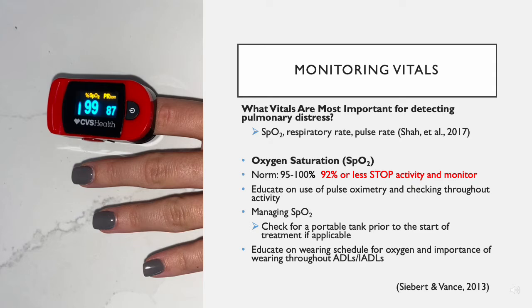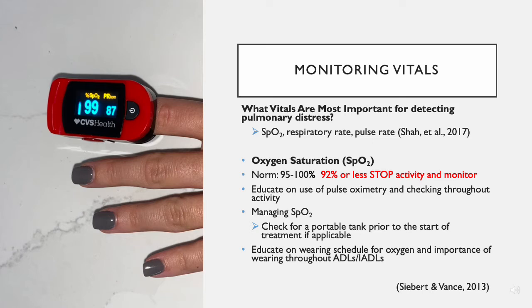Monitoring vitals. According to Shah et al. 2017, the most important vitals for detecting pulmonary distress are oxygen saturation, respiratory rate, and pulse rate. Another thing to consider when dealing with pulmonary patients is monitoring their blood pressure as well.